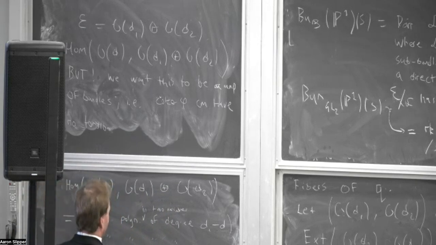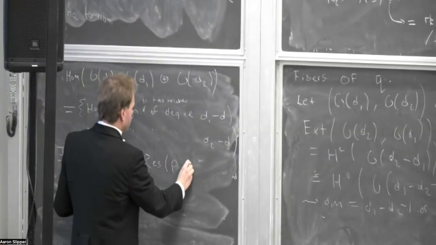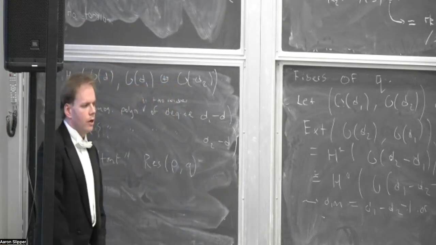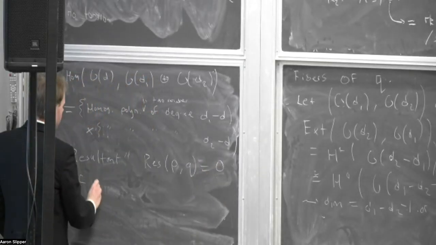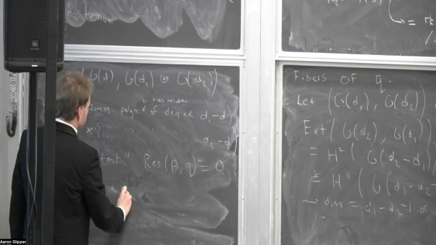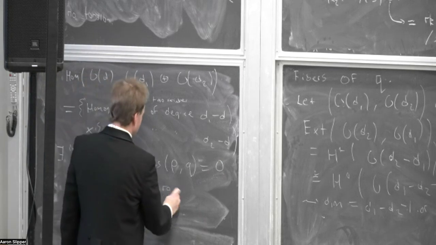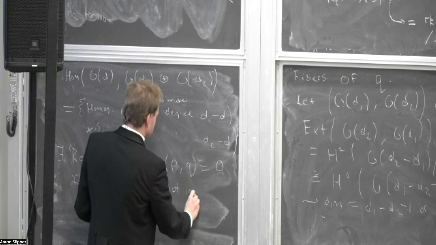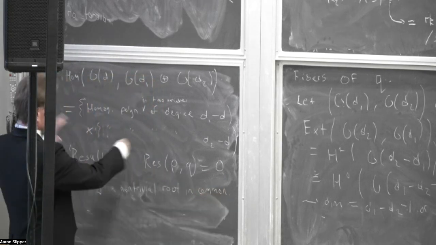And so you want this resultant, and this resultant tells us that it equals zero if and only if there exists a non-trivial common, non-zero root, because everything vanishes at the origin of course. This is the homogeneous resultant here. And so we have to excise that locus.